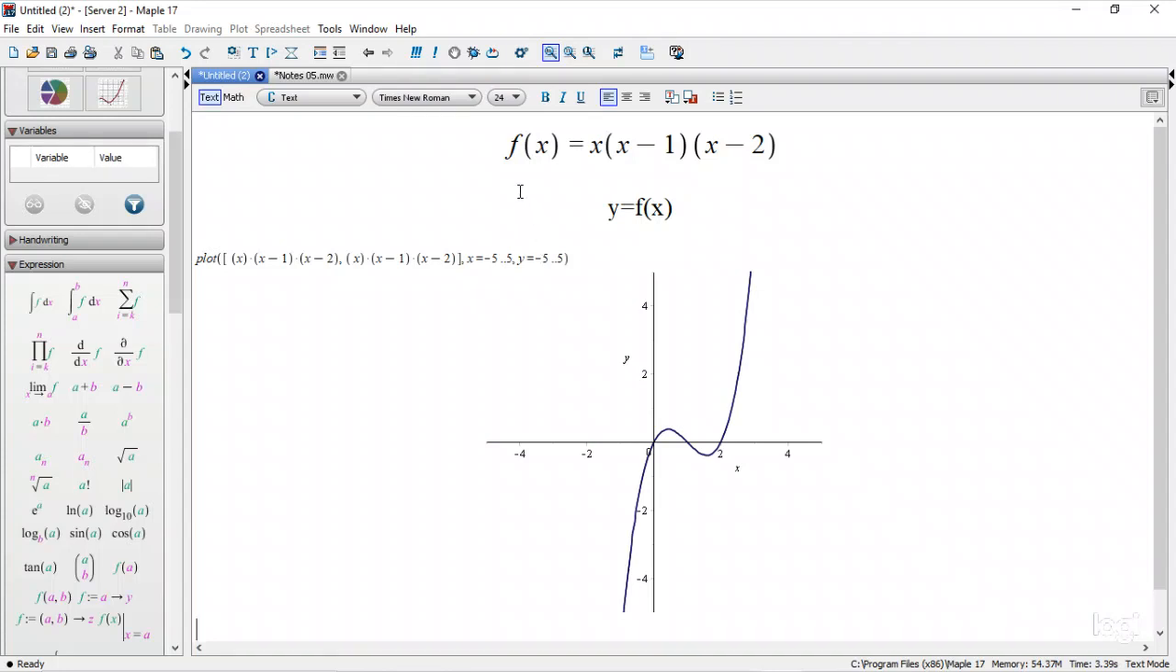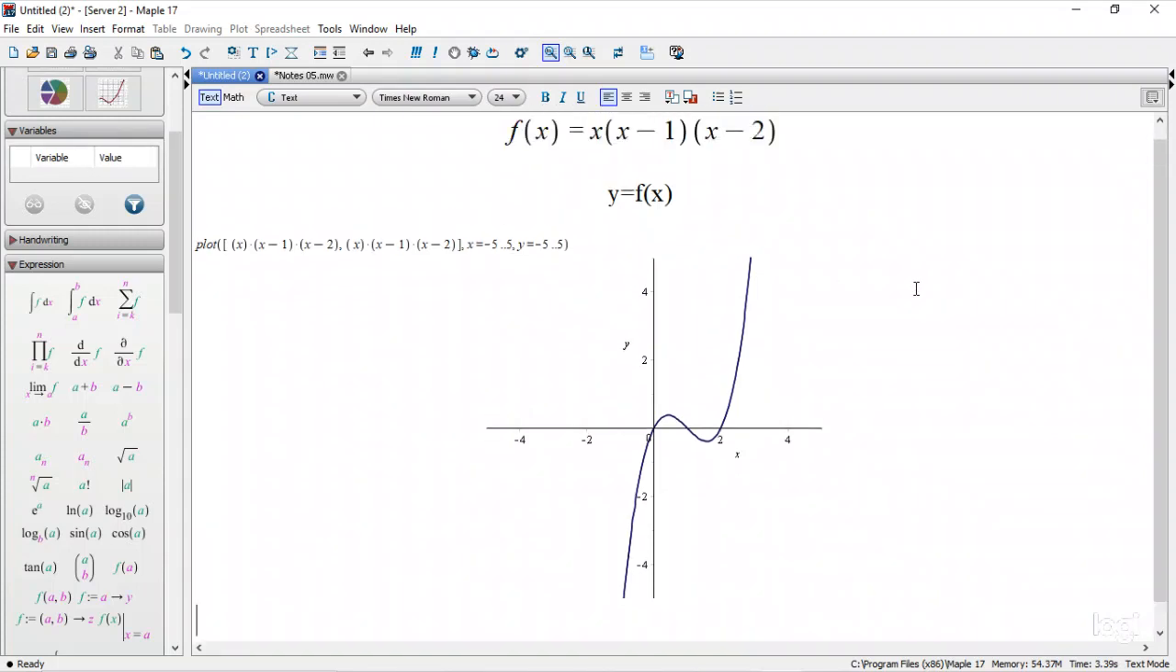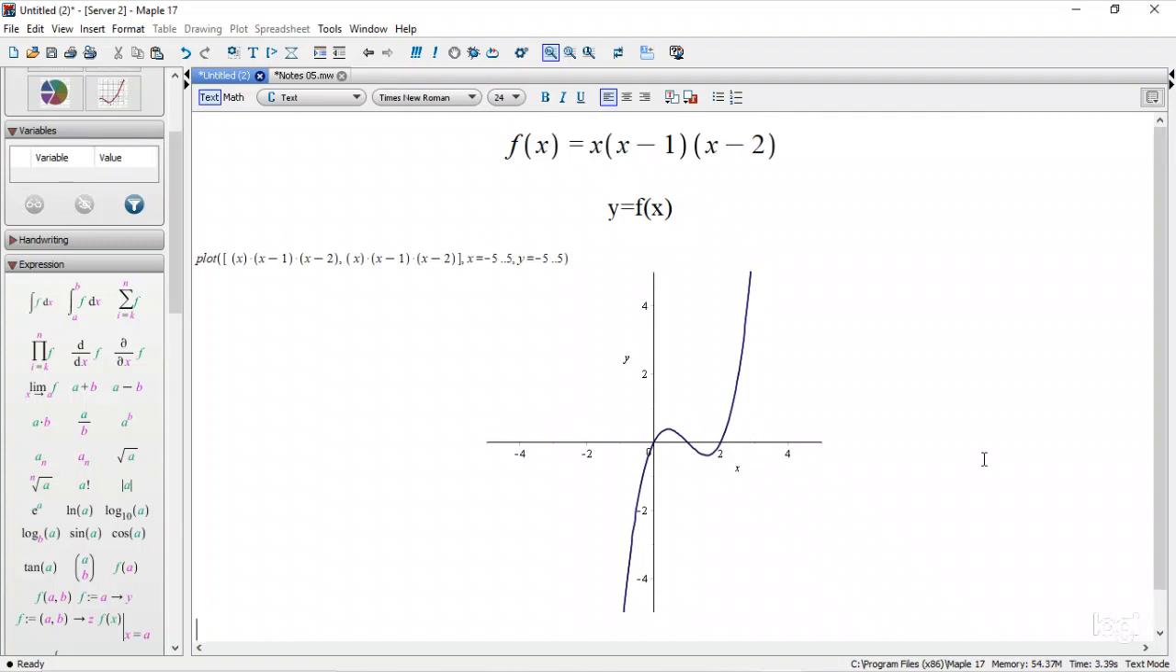Let's discuss further. This is f(x) = (x - 1)(x - 2)... This is a cubic graph. So you can see the graph here, with the x-axis and y-axis from minus 4 to 4, the domain and the range.